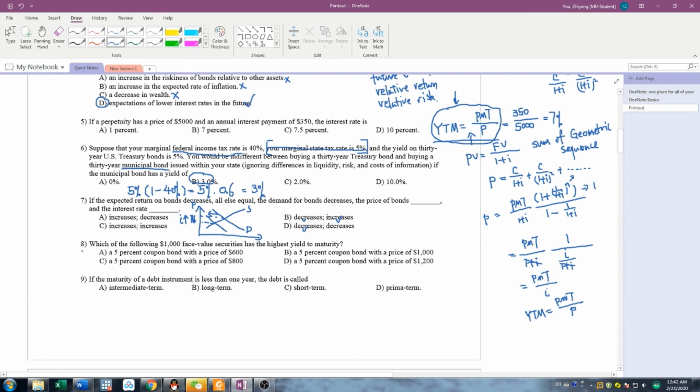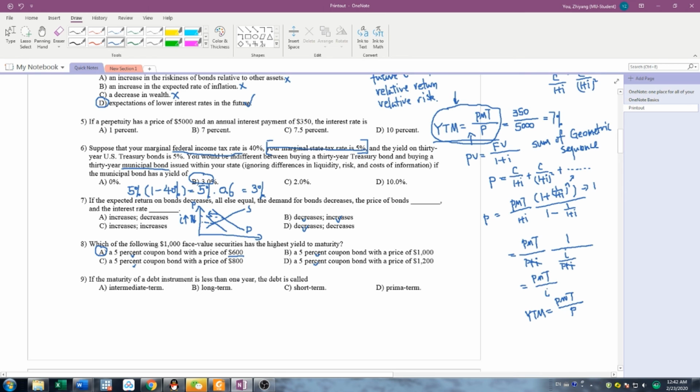Question 8 is my favorite question. Which of the following 1,000 face value securities has the highest yield to maturity? Obviously every single option gives you the same coupon payment. Since the face value is 1,000, a 5% coupon bond just means it's going to give you $50 at the end of each year. But it's selling at a different price. So basically you're purchasing an investment at different prices. And obviously this is the cheapest one, so I'm going to pick the one that has the lowest price.